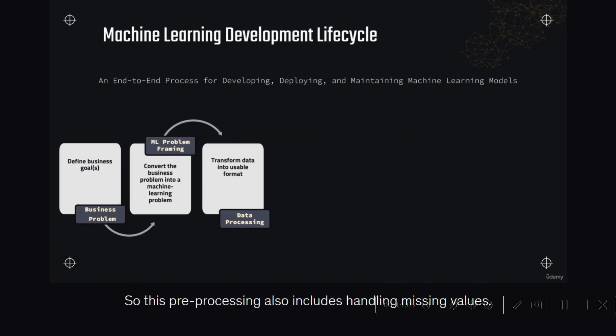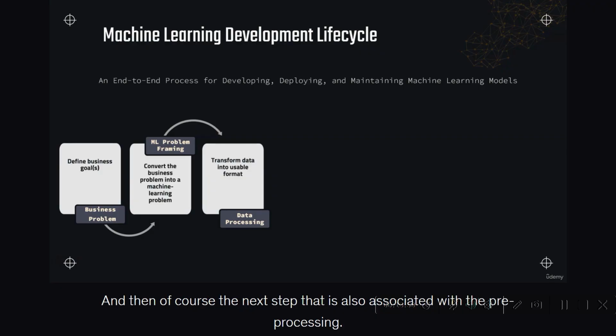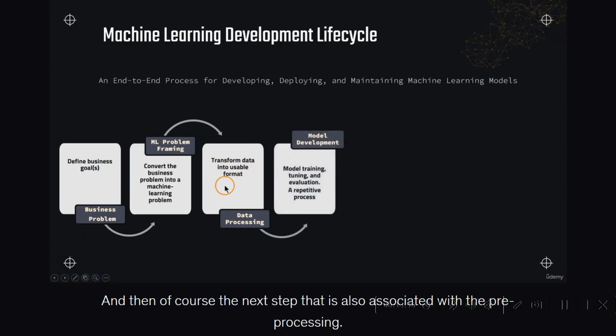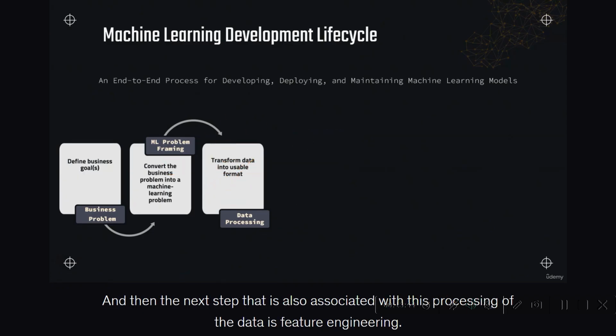So this pre-processing also includes handling missing values. Maybe we need to clean some outliers. There are some errors. So all of this needs to be cleaned so it's prepared well for the model training. And then the next step that is also associated with this processing of the data is feature engineering.